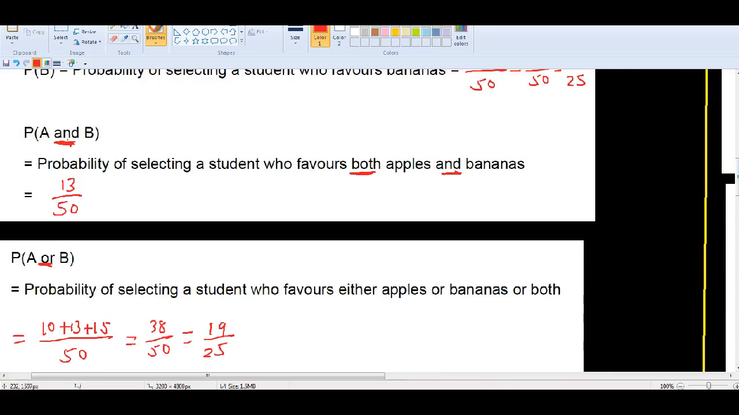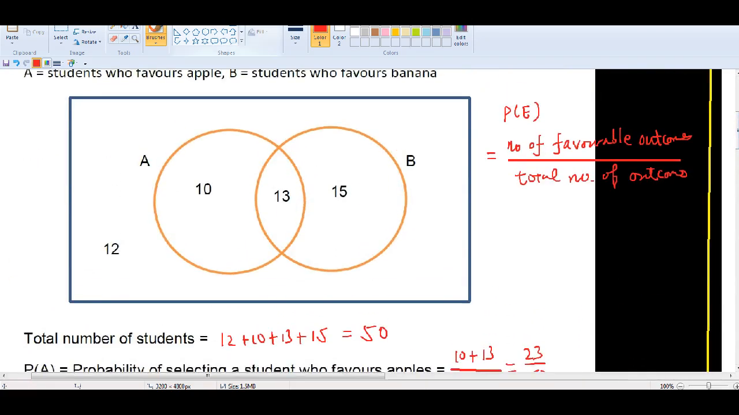What's the difference between the word "and" and the word "or"? What's the big difference? One is a probability using "and". That means you need to be in the intersection of two circles, in the overlapping area of the two circles.